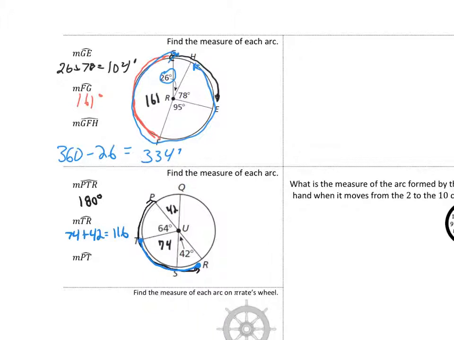Our last one, which I'm going to do in red, is arc PT. So I'm just going to go from P to T. Here's P to T. This section right here, we can see is just going to be 64 degrees.